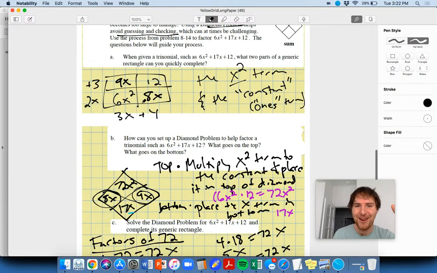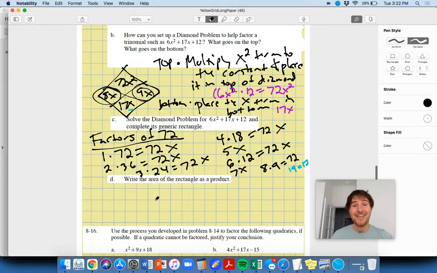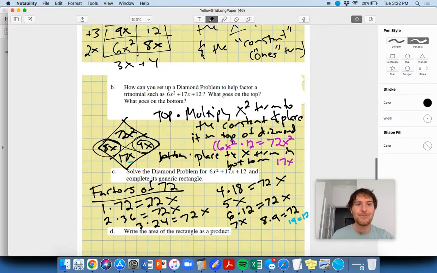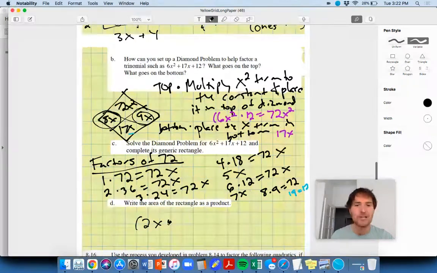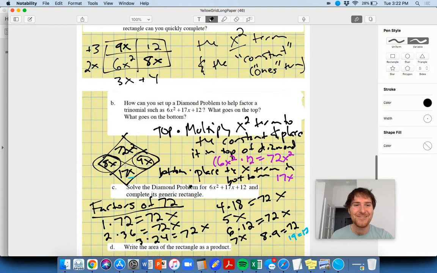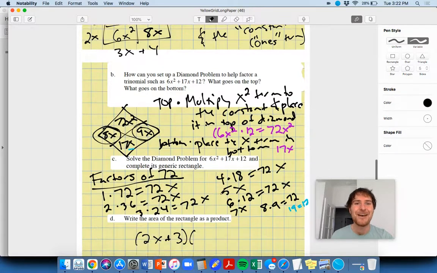Oh, we have, right? 4 times 3 is 12. There we go. 4 times 2x is 8x. 3x times 3 is 9x. 3x times 2x is 6x squared. We're good to go. Okay, so write the area of the rectangle as a product. We've done it, my friends. Well, we haven't actually written our final answer down, but we've done all of our work. We just got to transfer it. Remember, the product is the outside. Base times height. Not the perimeter, it's the area, right? Base times height. 2x plus 3 times 3x plus 4.